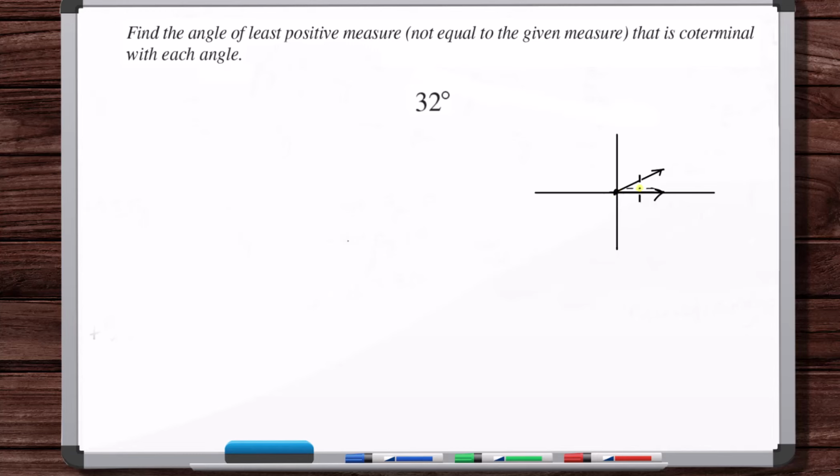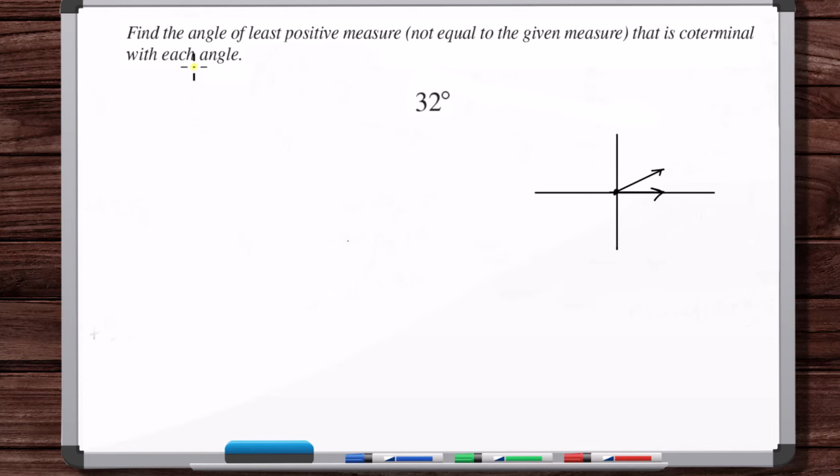So what would that be? That would be like 32 plus 360, plus another 360, plus another 360, or 32 minus 360, minus another 360, minus another 360. Those are all coterminal. They have the same terminal side, right? This is the initial side. This is the terminal side.